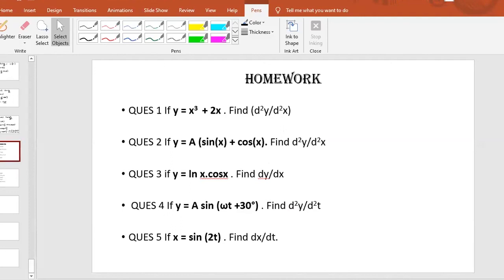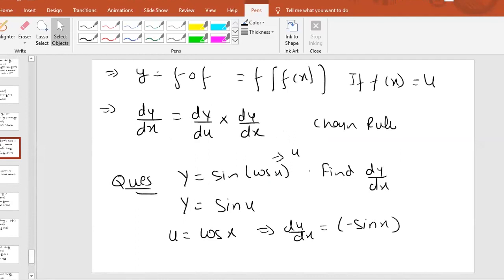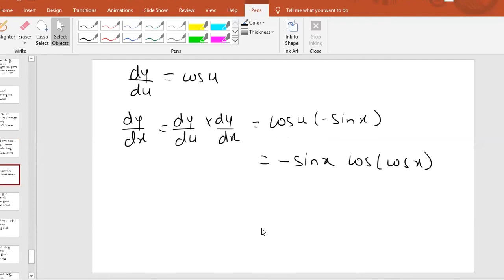So we'll discuss this problem on Monday. Fine. 119 slide. 120. 126.